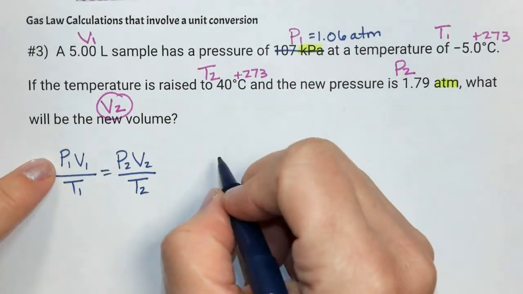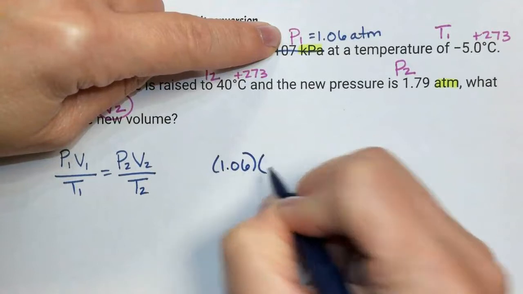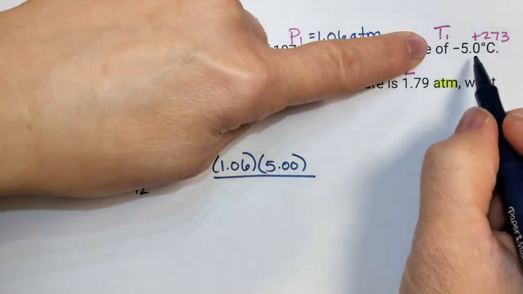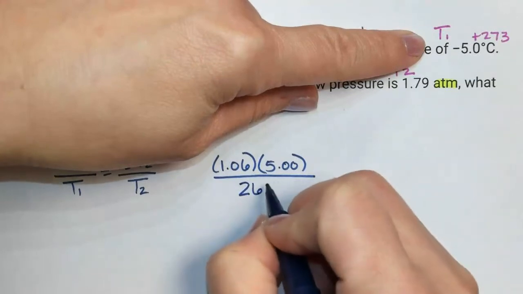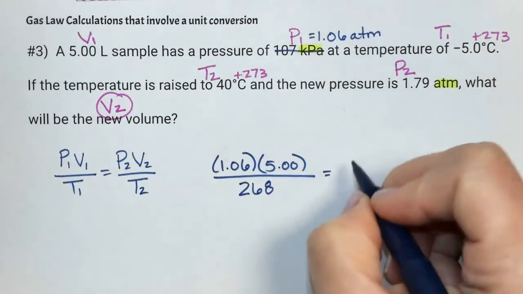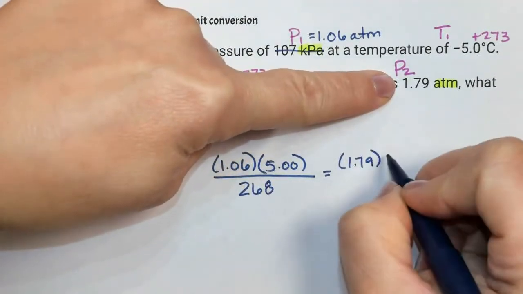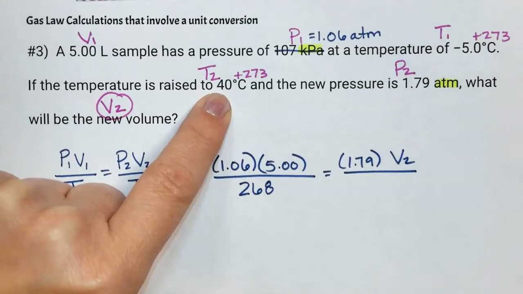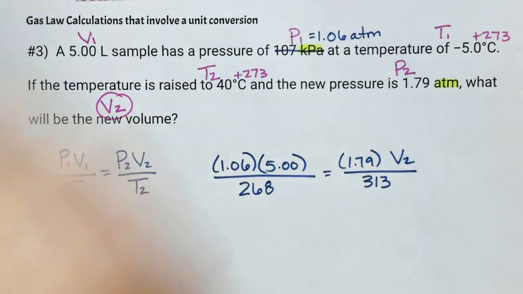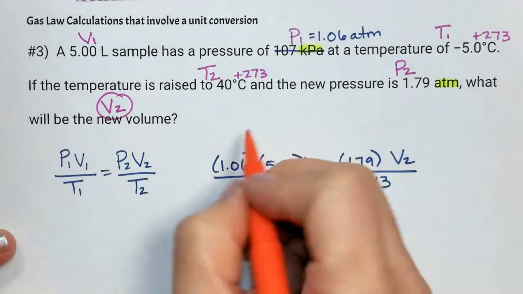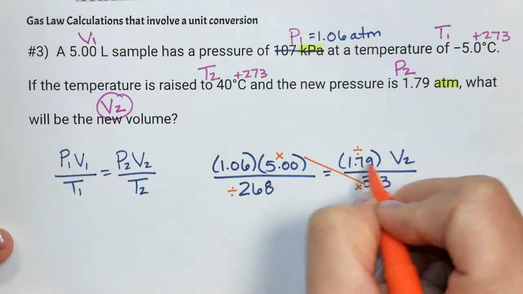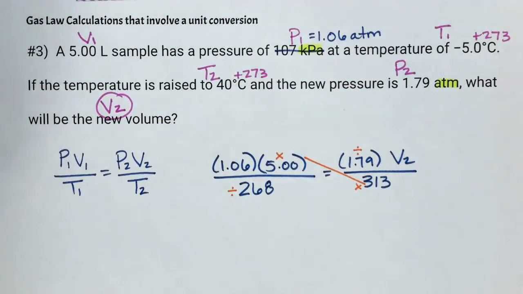Here's my equation, so I'm going to put P1, 1.06, times V1, which is 5.00 liters, over T1, 273 minus 5 is going to give me 268, equals my P2, which is 1.79. I don't know my V2, and my T2 is 40 plus 273, which is 313 Kelvin. So now that I have my equation set up, remember we're going to start our multiplication across this way. Don't ever start multiplying across your variable. So 1.06 times 5.00 times 313 divided by 268 divided by 1.79. I'm dividing by the variables associated with my V2.